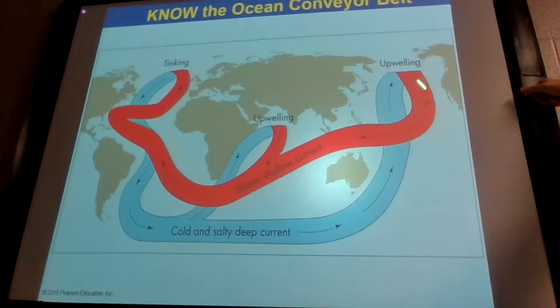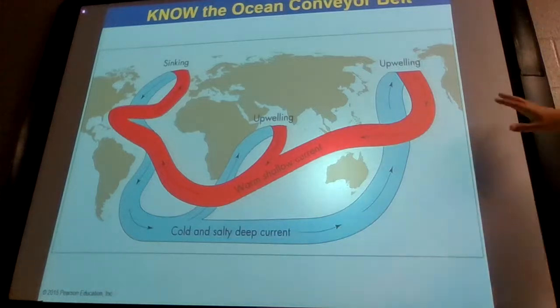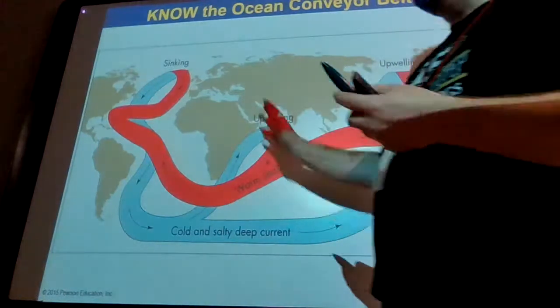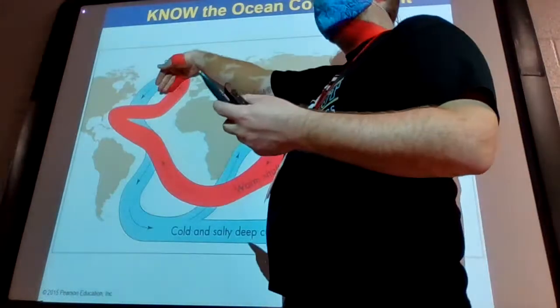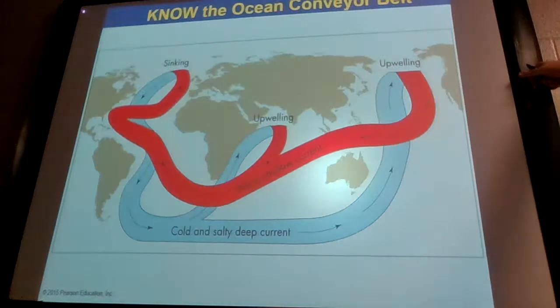Again, this is very simplified. We've seen some more complex ones that show some different interchanges. But in general, your warm water comes from the equator areas and heads up towards the poles where it sinks down to the bottom and cools and comes back around until it rises up at the equator again.